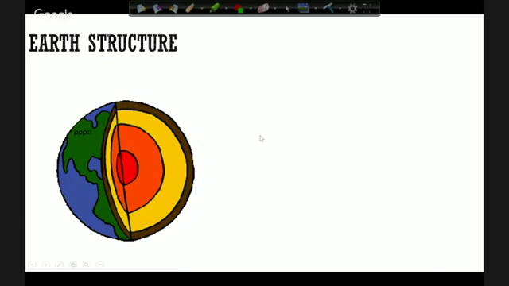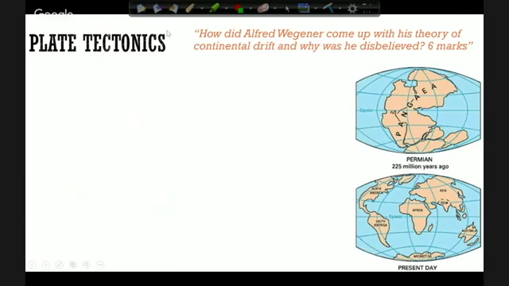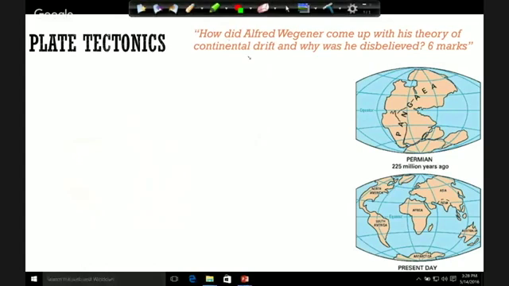Moving on, we're going to talk about plate tectonics, but also someone called Alfred Wegener, and I'm just going to discuss this kind of 6-mark question. I'm going to put it in this scenario. It says, how did Alfred Wegener come up with his theory of continental drift, and why was he disbelieved? For around 6 marks. So this could well be a kind of question they ask in the exam.